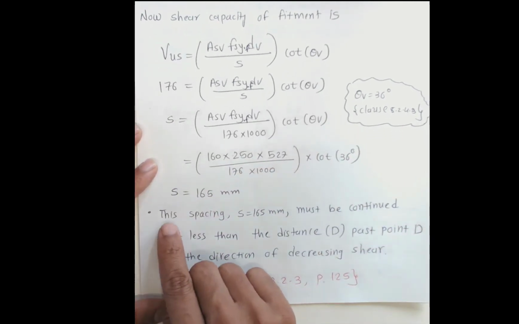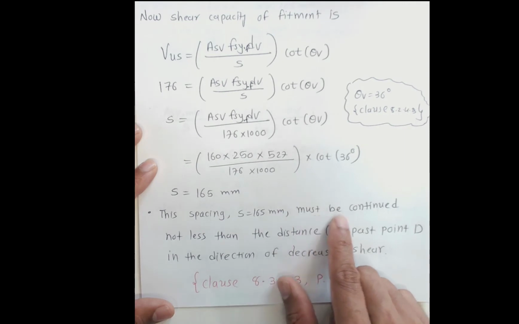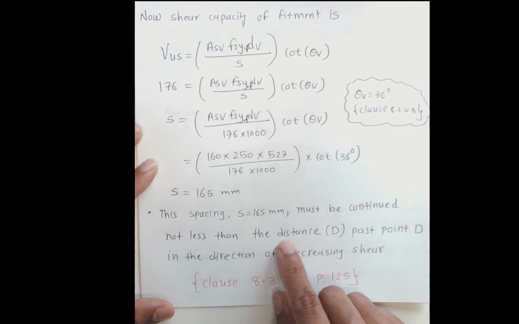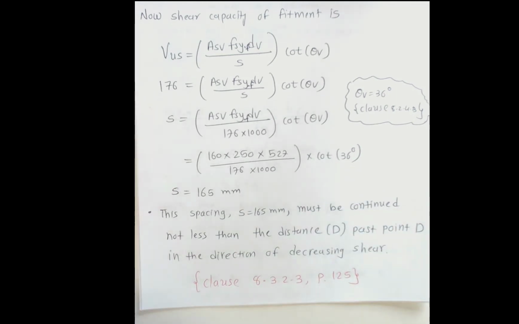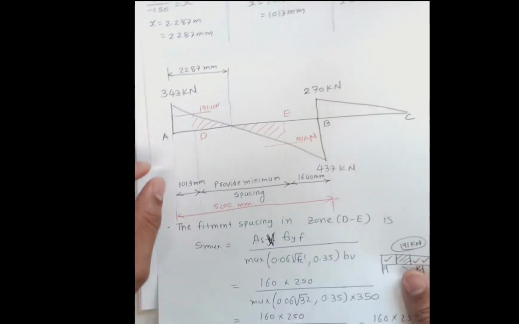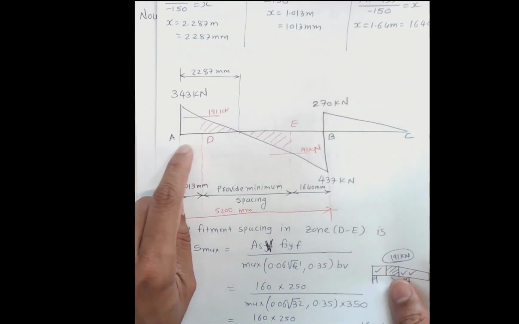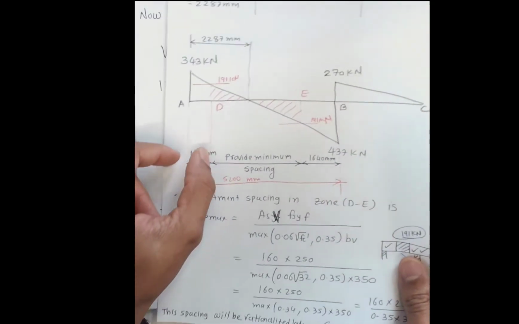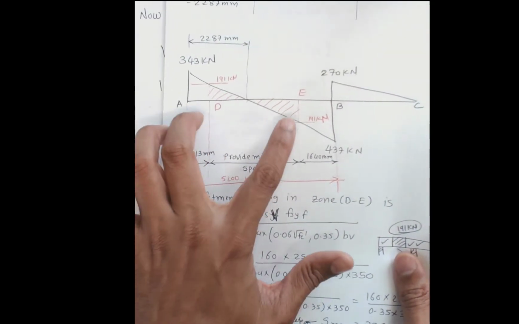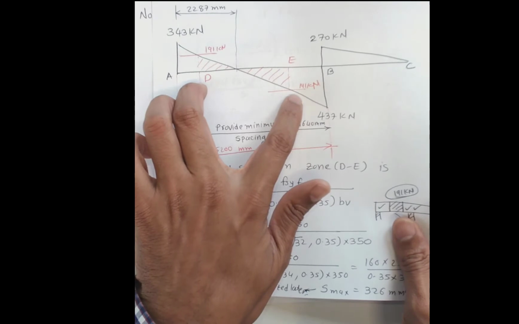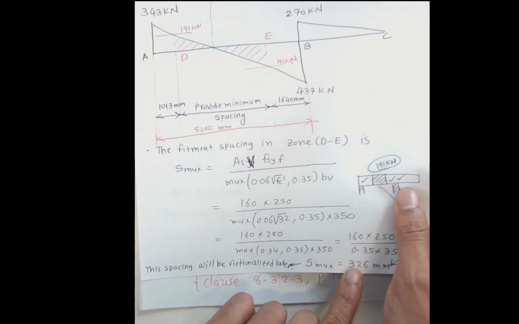Simplification gives this. Now, this spacing S of 165 millimeters must be continued not less than the distance d past the point in the direction of decreasing shear. So what this is mentioning here, I will show you in the standard as well. First, let me explain this one. Alright, this spacing S equal to 165 is appearing here, right? Because previously we found this one is 326, right? If you remember, that is 326.